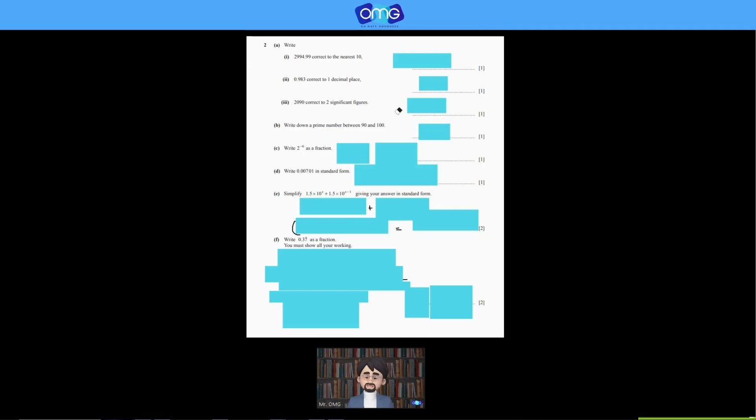This is an IGCSE standard math question. Write down this correct to the nearest 10. Nearest 10 means this. We round off the 4, we round down, so that becomes 2990. And correct this to one decimal place, that means this needs to round up. 0.9 plus 0.1, that means 1.0.